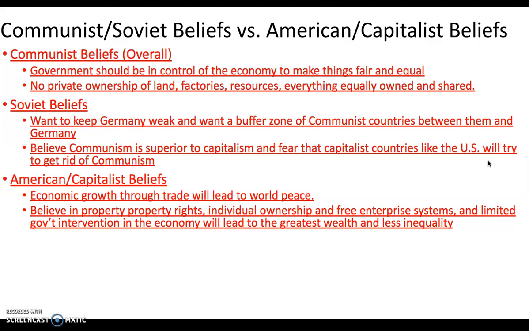So less laissez-faire, for the most part, would lead to the greatest wealth and less inequality. All right, now, obviously, there are different strands in that, as we've talked about through the progressive unit and everything for trimester 2. But again, more private ownership is the better option here.